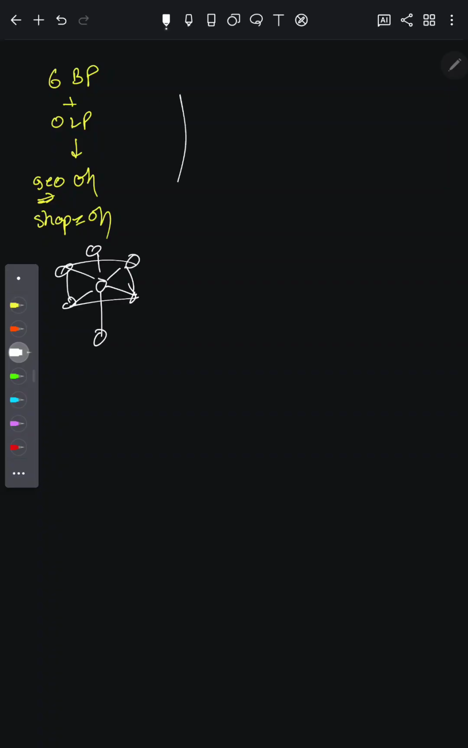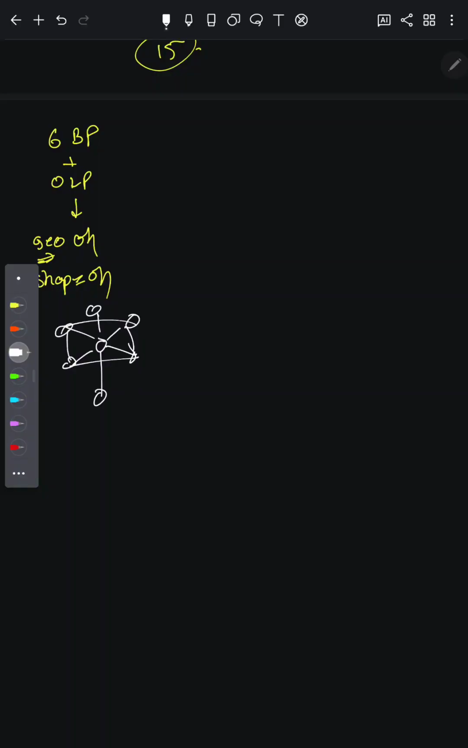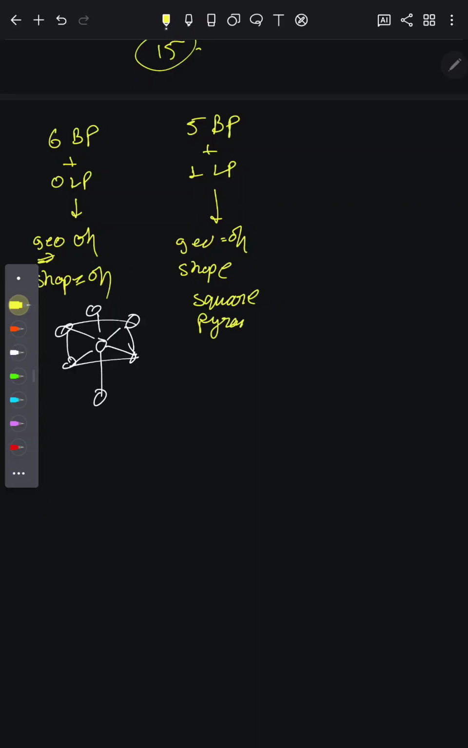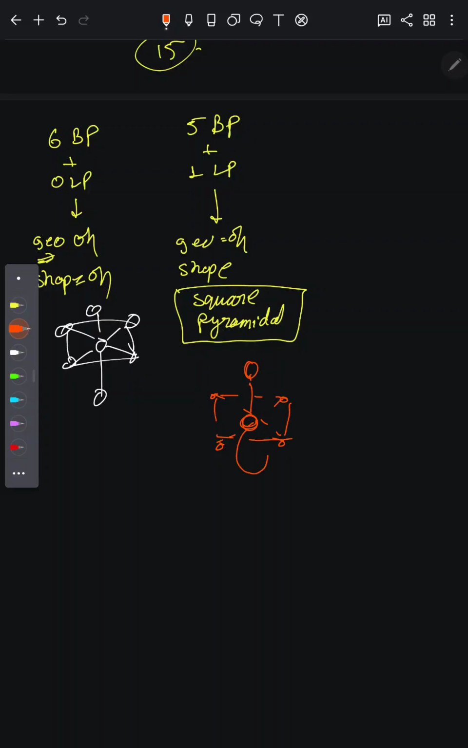Now if we discuss the next, which is 5 bond pairs plus 1 lone pair, the geometry will be octahedral, but the shape will change into square pyramidal. So square pyramidal will be the shape. And how does it look? One square will be formed and one will be at the top. This is the structure of the square pyramid. One lone pair will be on the downside.